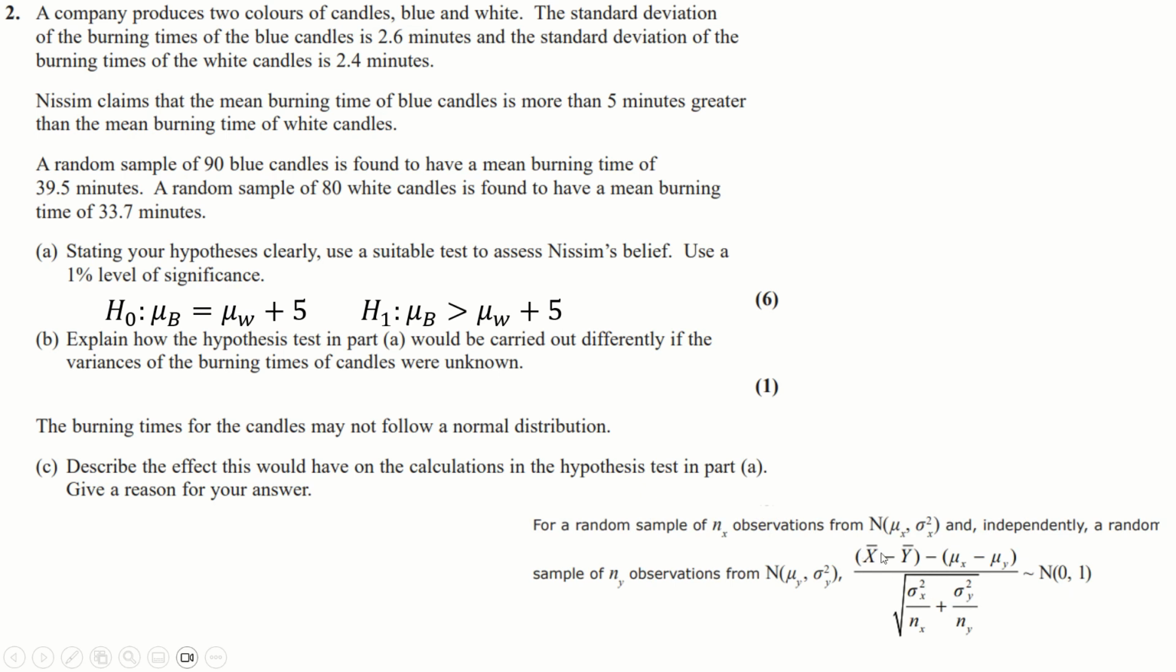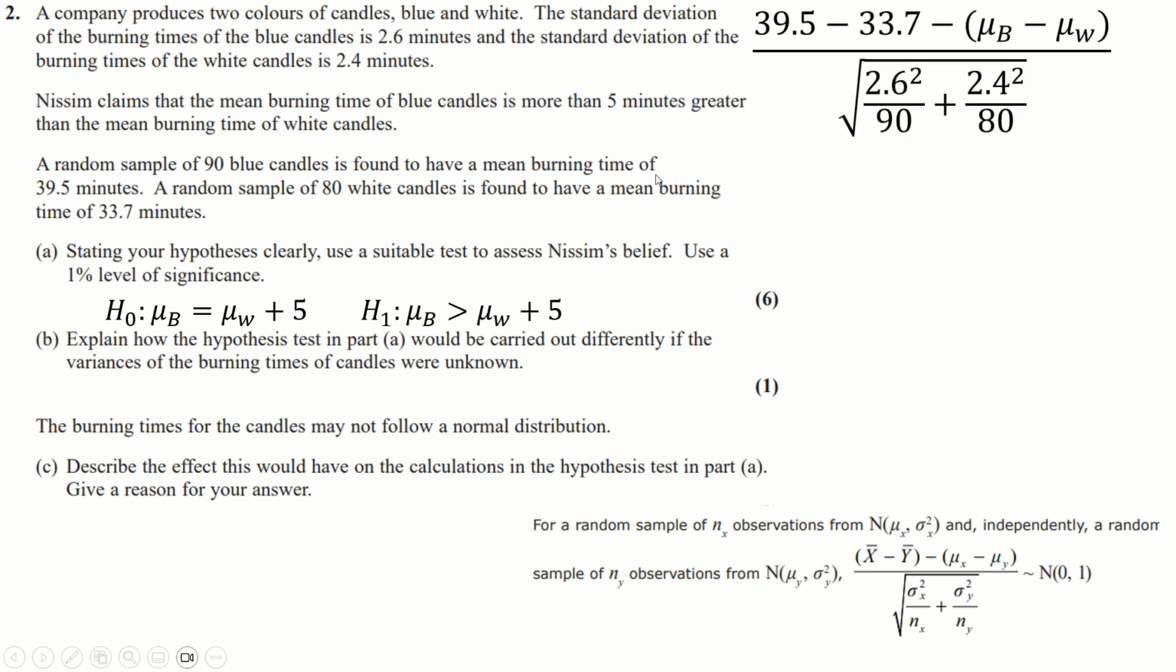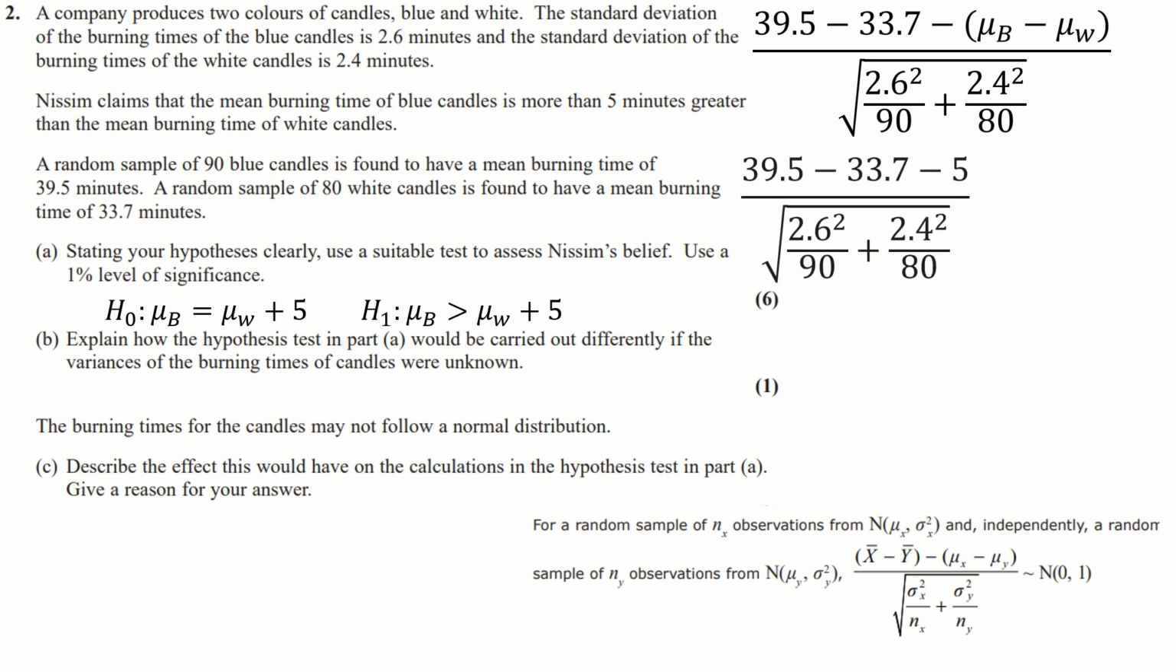So X bar is just going to be 39.5, Y bar is going to be 33.5. For mu X minus mu Y, we're going to use our H0 to do that, and you can just see from here, this mu minus this mu is just equal to 5, so that's going to be replaced with a 5. We know our 2 sigmas from the original populations, and we know our n's, of course, from the samples: 80 and 90. And that'll be everything that needs to go in there. We type all that in, we get this.